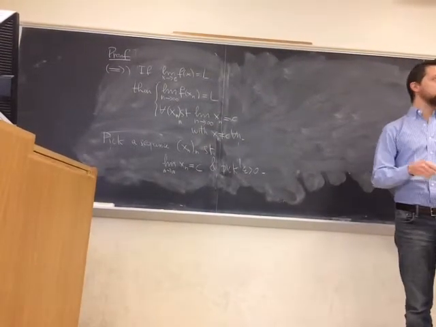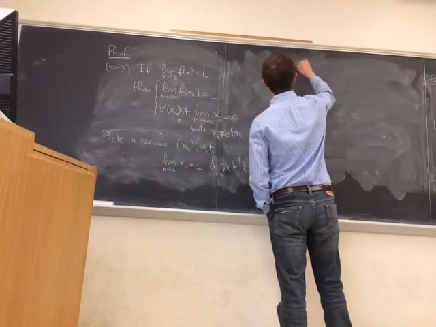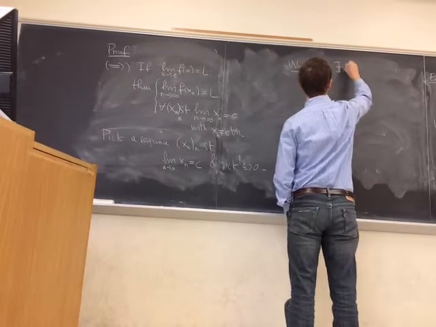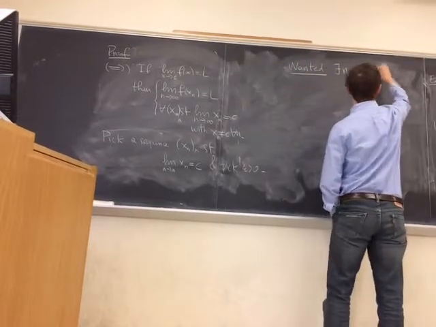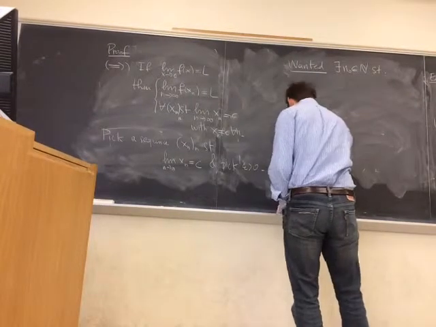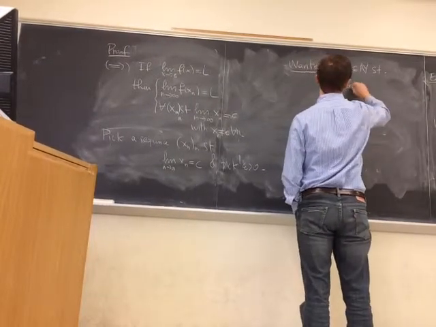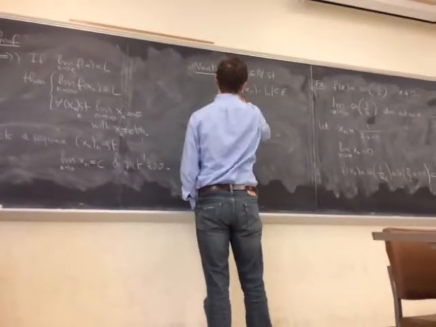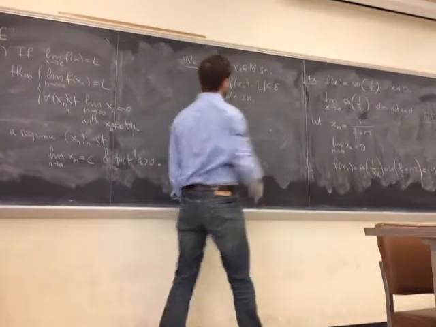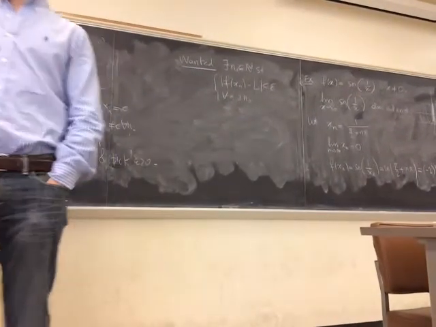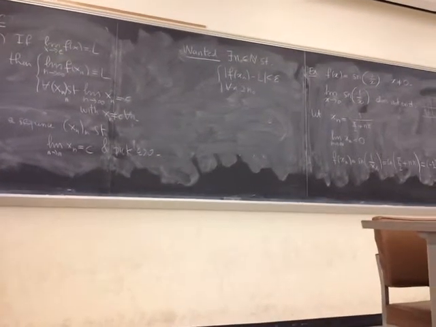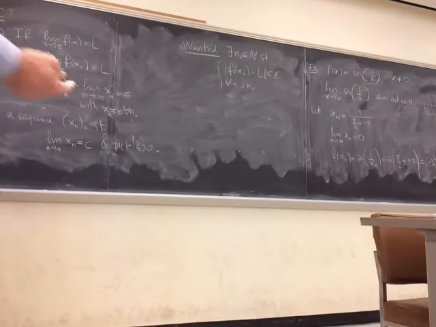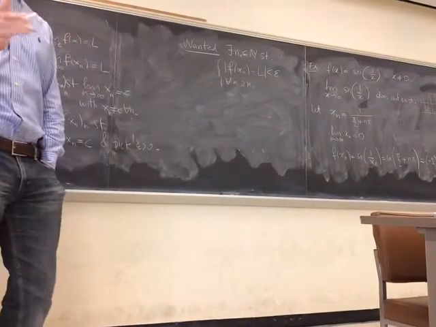Okay? What we want to show is the existence of a natural number n naught such that the absolute value of f of xn minus L is less than epsilon whenever n is larger than n naught, right? Because I want to show that the sequence f of xn has limit L. So I want to be epsilon close to L provided n is large enough. That's what I want. What do I have?